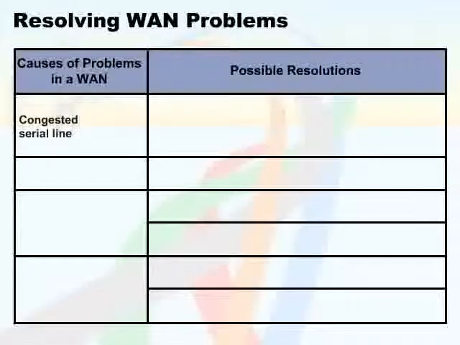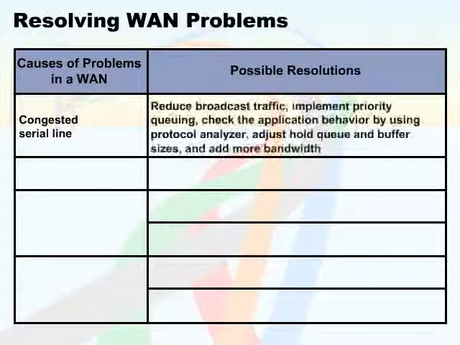In the case of a congested serial line, we may need to reduce broadcast traffic, implement priority queuing, and check the application behavior by using a protocol analyzer. We may have to adjust the hold queues and buffer sizes and add more bandwidth.